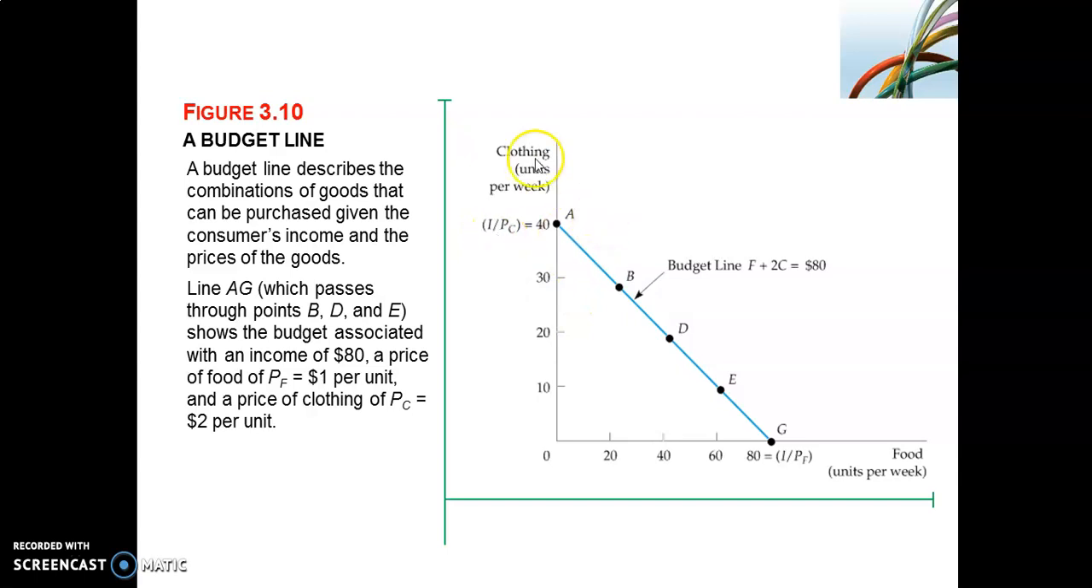And in our case, our change in y would be the change in clothing over our change in x, that would be our change in f. And the slope would measure the relative cost of food and clothing.